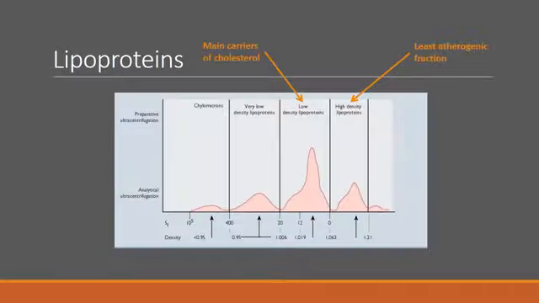So if you remember back, there's really essentially four main types of lipoproteins, and the two that I'm primarily going to focus on are your low-density lipoproteins. Those are the main carriers of cholesterol, and that's the bad cholesterol that they measure. And then we've got the high-density lipoproteins, which are essentially the good cholesterol, and that's your least atherosclerotic fraction. So that's the part that's least likely to cause atherosclerosis.